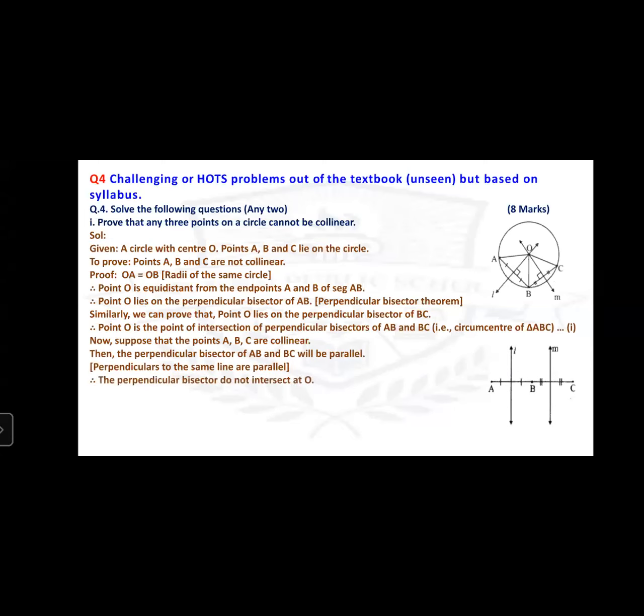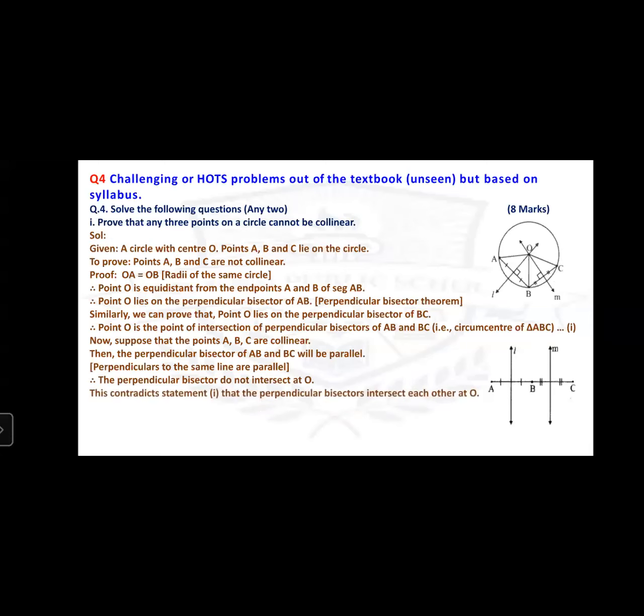Suppose that points A, B, C are collinear. Here we are supposing that these 3 points are collinear. So in the figure, A, B, C, 3 points are collinear, and if we draw their perpendicular bisectors, they are parallel to each other. See, these two are parallel to each other. But in the above case, these two perpendicular bisectors meet at point O. But here they are parallel, so they never meet. The perpendicular bisectors of AB and BC will be parallel, and lines perpendicular to the same line are always parallel, and they do not intersect at any point or O point.